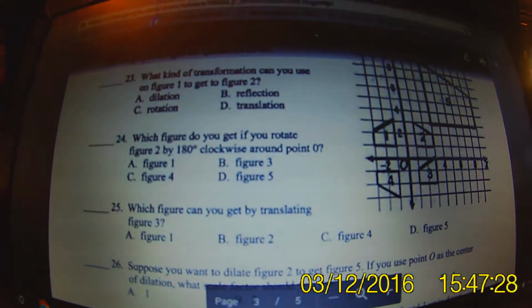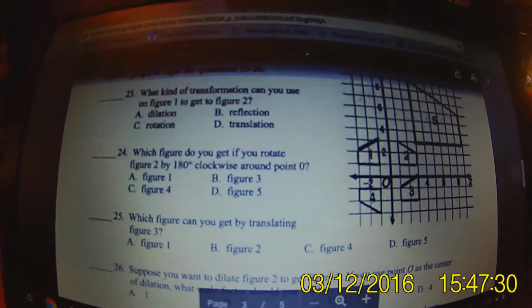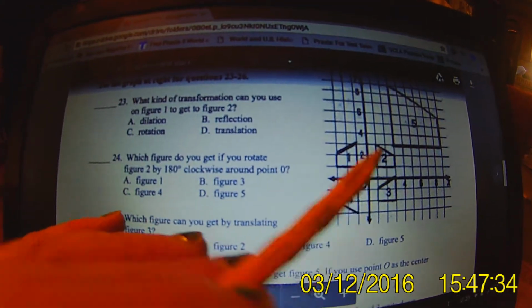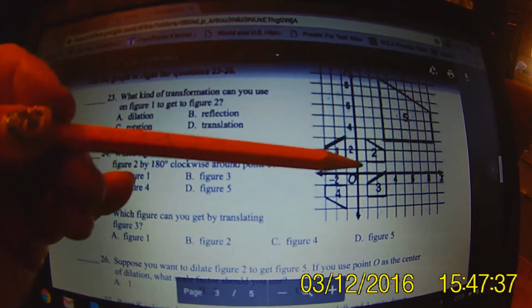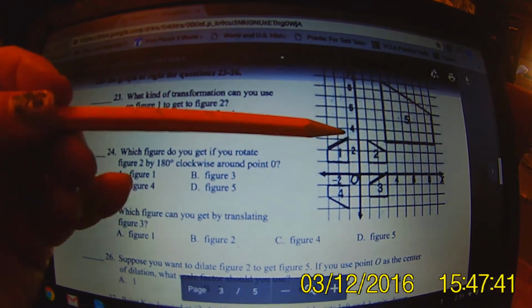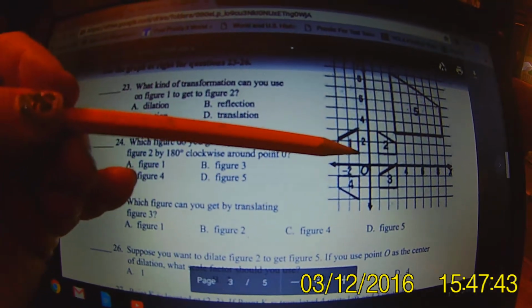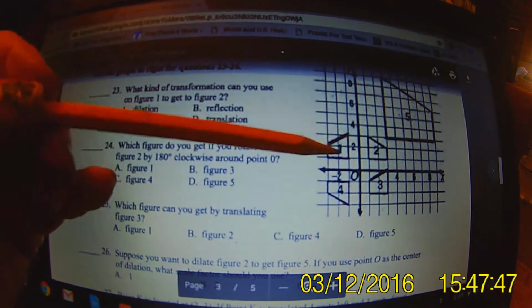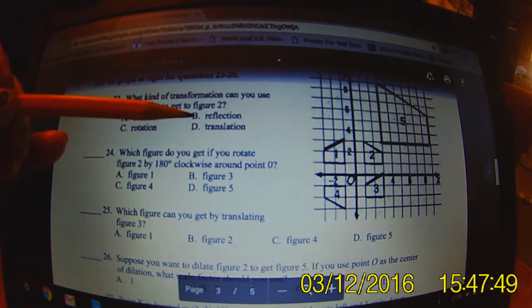It says, what kind of transformation could be used from figure 1 to get to figure 2? Well, if you think about it, here's my y-axis, and each one of these is 1 point away from the y-axis. These are 1, 2, 3, 1, 2, 3. So this looks to be a perfect reflection across the y-axis.